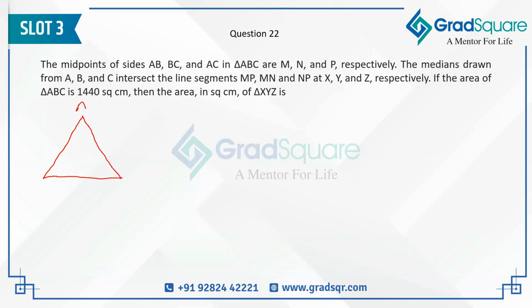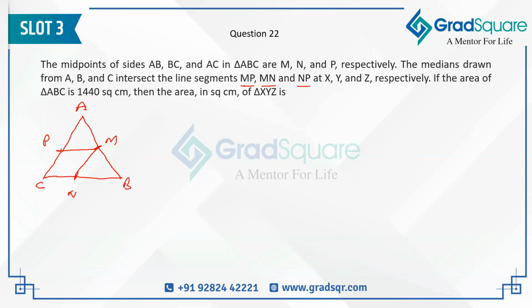So if you look at the sides AB, BC, and AC, and you are looking at the midpoints M, N, and P respectively. So AB has got M over here, BC has got N over here, and P over here. So you're looking at the midpoints. The medians are drawn from A, B, and C. Line segments MP, MN, and NP. So they're joining the midpoints.